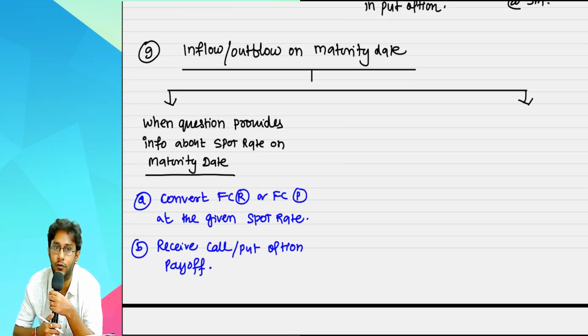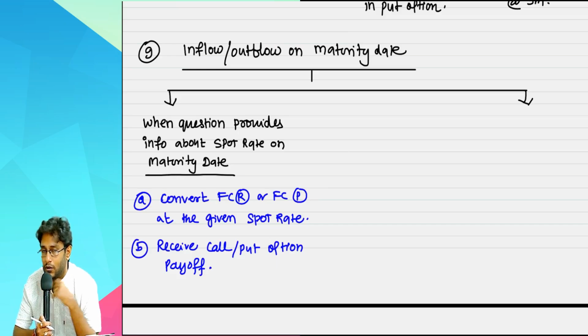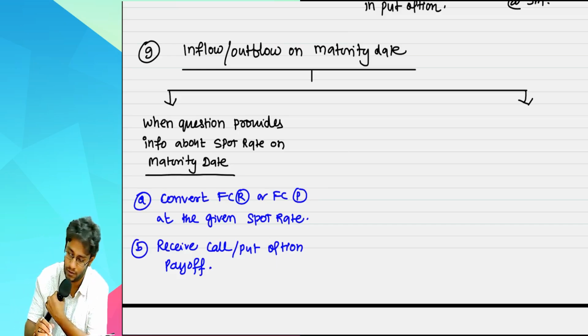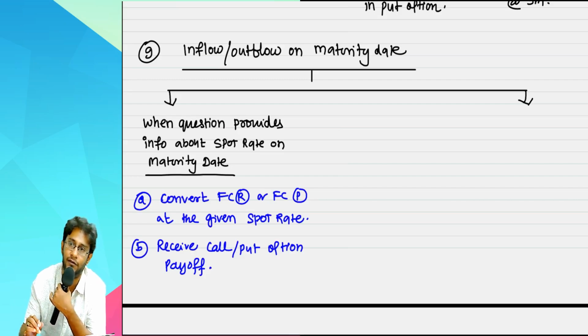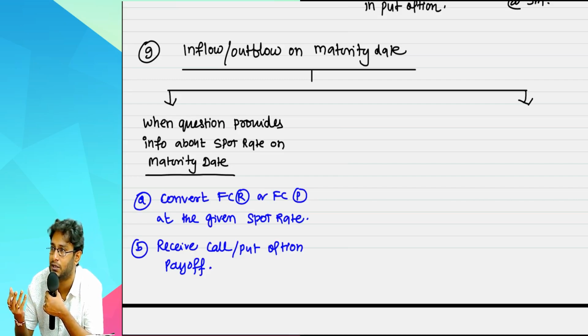Because with the word settle, or if I use paying payoff, a situation will also come which will not be there, because you will never become a writer for hedging. You will only become a holder. So receive is more specific.